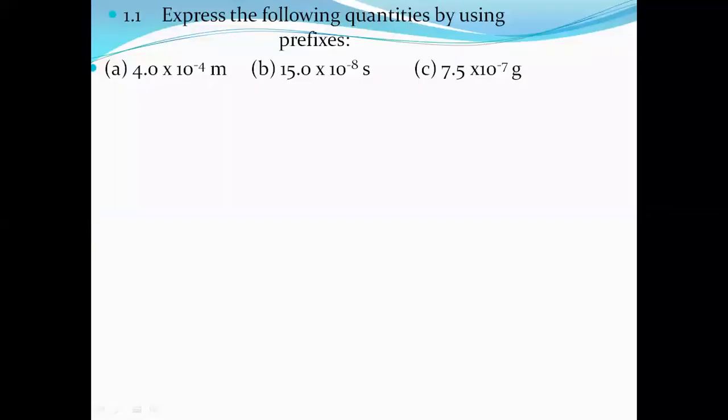Our first numerical is 1.1. Express the following quantities by using prefixes. Part A: 4.0 into 10 to the power minus 4. Part B: 15.0 into 10 to the power minus 8 seconds. Part C: 7.5 into 10 to the power minus 7 grams. For this we need a table of prefixes.